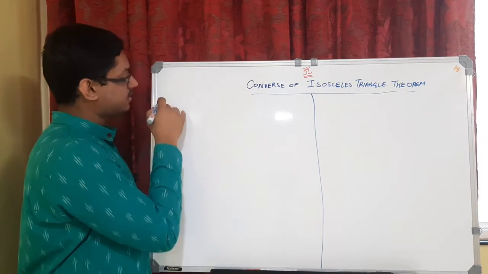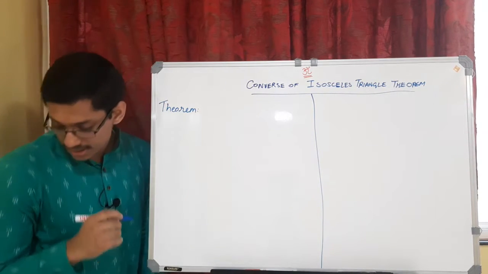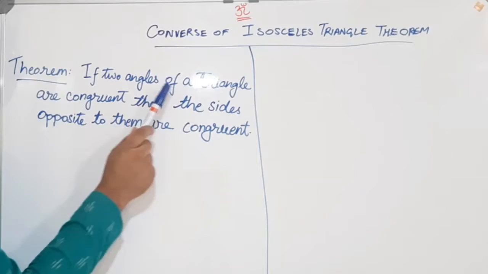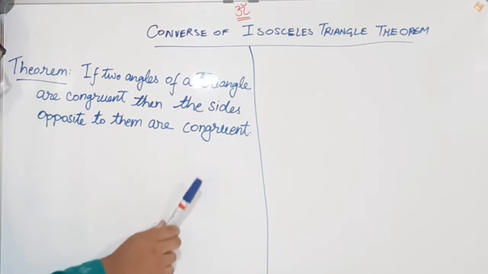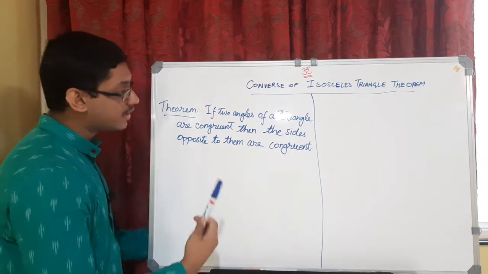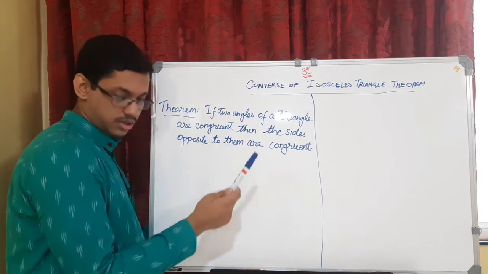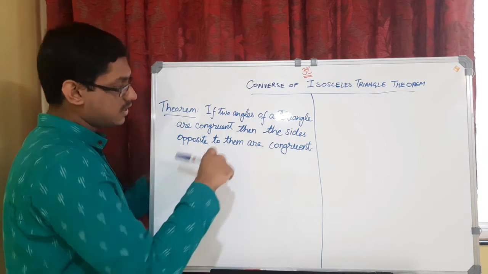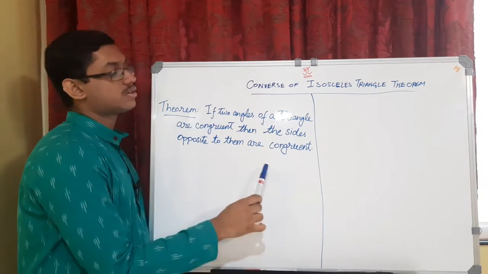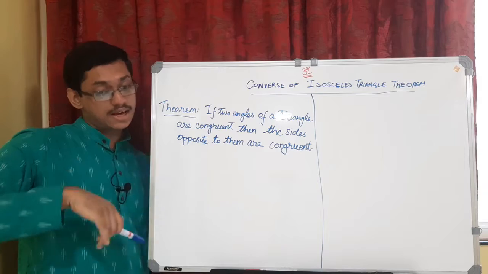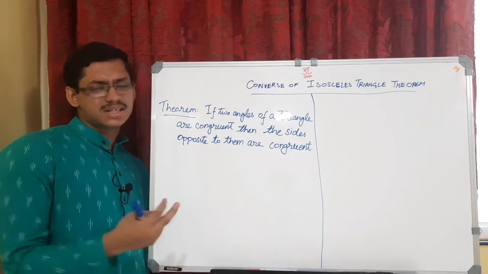So the theorem says, if two angles of a triangle are congruent, then the sides opposite to them are congruent. In the first one, it was written two sides of a triangle are congruent. Here it is written two angles of a triangle are congruent, and we have to prove that the sides are congruent. Earlier it was angle proving, now it is side proving.